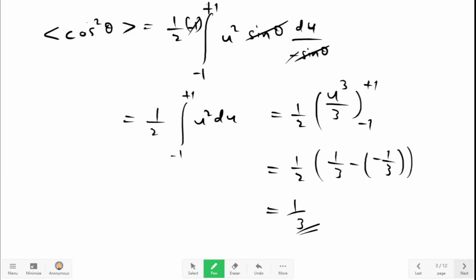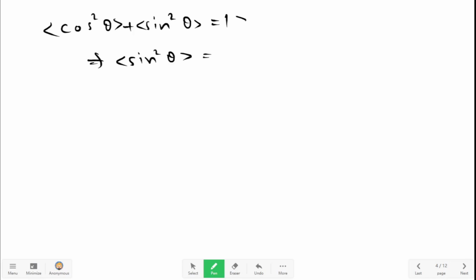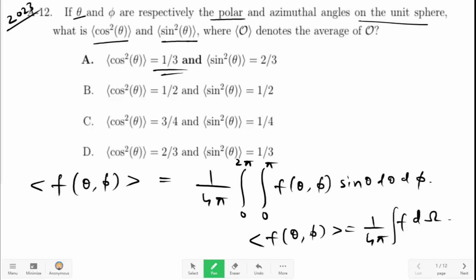Now to calculate the average of sin square theta, we can use the relation cos square theta plus sin square theta is equal to 1. If you take the average, this implies the average of sin square theta is equal to 1 minus the average of cos square theta. This is equal to 1 minus 1 by 3, which is equal to 2 by 3. Therefore the right option here is option A.